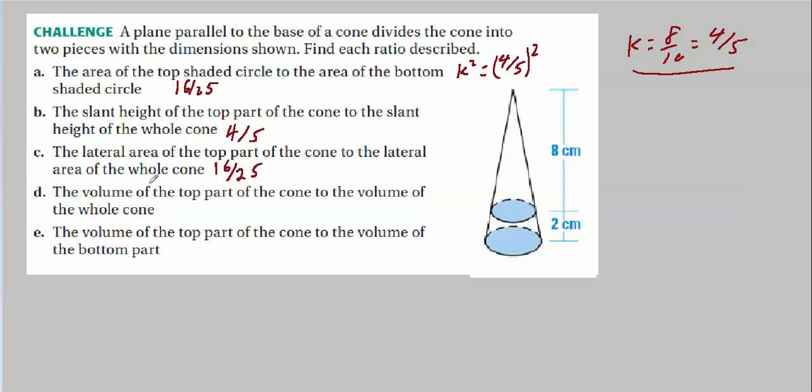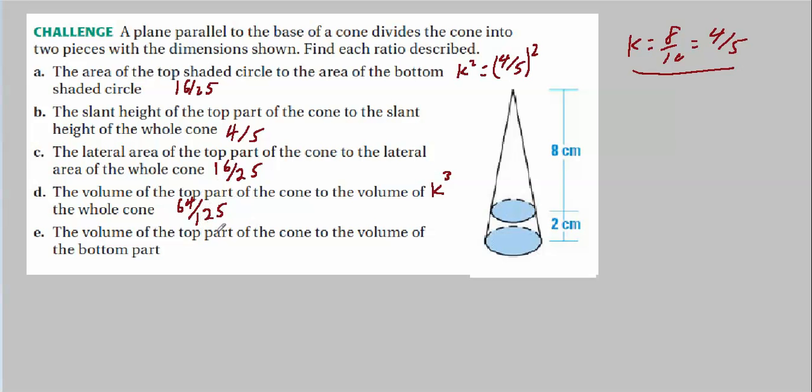Now the volume of the top part of the cone to the volume of the whole cone. Once again, volume is a cube quantity, so we cube our scale factor. Well, 4/5 cubed, that's 4 cubed is 64, right? 5 cubed or 5 squared is 25, times 5 is 125. So there's our scale factor for the volume, 64/125.